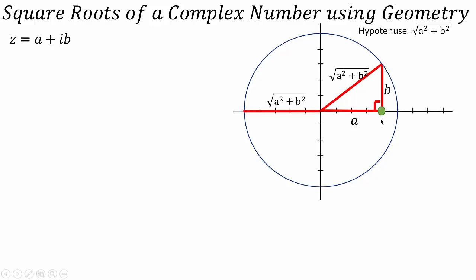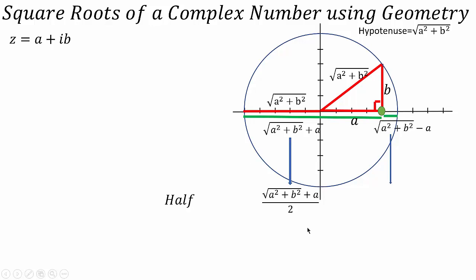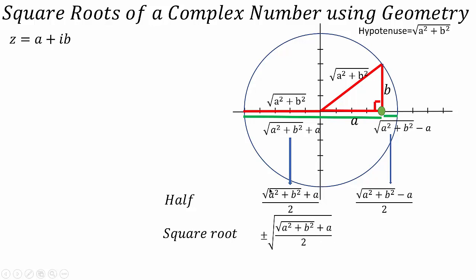Now we are going to find the distance from this vertex to the leftmost part and from this vertex to the rightmost part of the circle. So the distance from here to here will be this length plus a, so it will be the square root of a squared plus b squared plus a, and the distance from here to here will be simply the square root of a squared plus b squared minus a. Now in our method, we first divide by 2, so after dividing by 2 we will get this result, and then we find the square root. So taking the square root we will get this result.